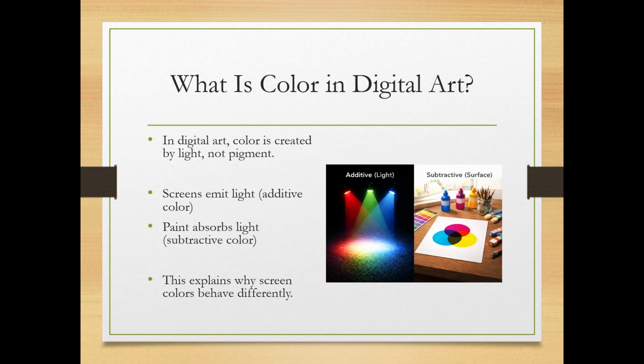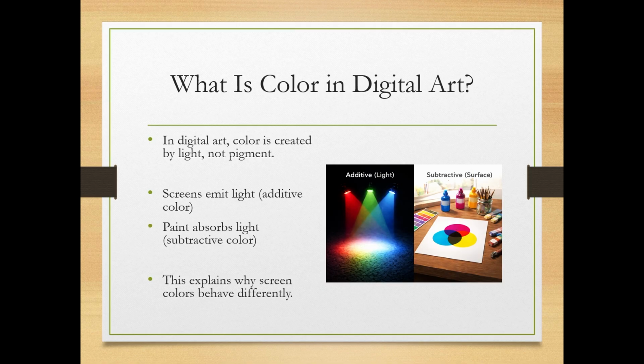This is the reason why I mentioned old color theory books that are analog. They're going to be talking about pigment. They're not going to be talking about light. So digital color is a little bit different. Screens actually emit light, and that makes them what we call an additive color spectrum.